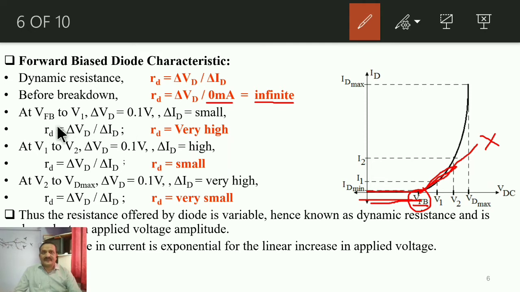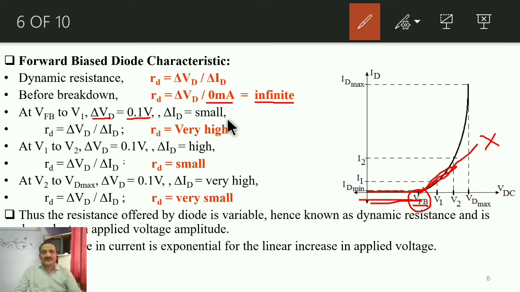Now the second case I have taken is VFB to V1, meaning the change in voltage is between the forward breakover voltage and V1. V1 is slightly greater than VFB. I mentioned that delta VD is only 0.1 volt. For example, if you consider a silicon diode with VFB of 0.7 volt, and I take V1 as 0.8, there will surely be an increase in current greater than ID min, which is the current at VFB.